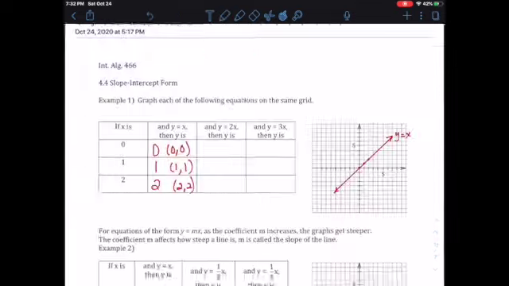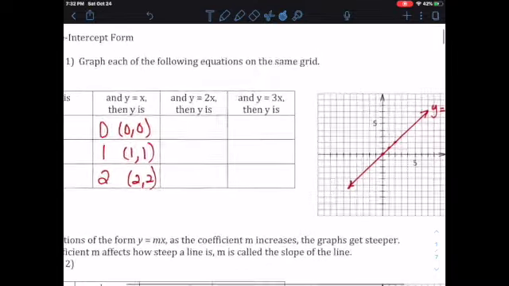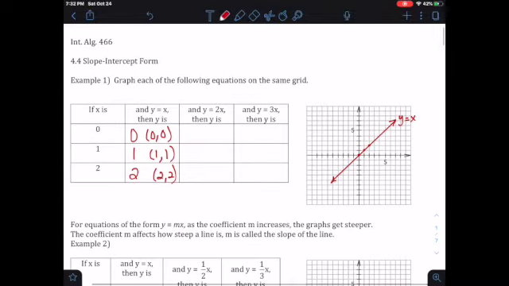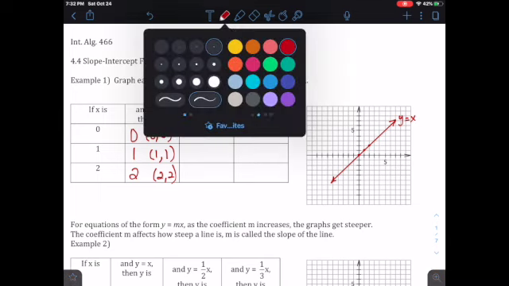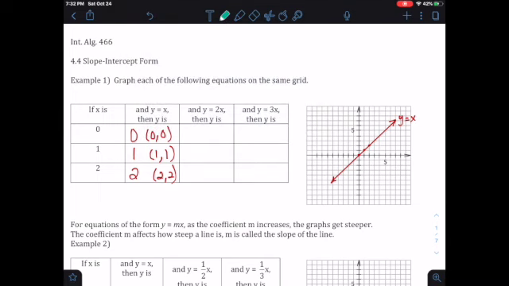Okay, then what we're going to do is the second one, and I'm going to change the color so you guys can see. Eventually, we're going to come to a conclusion of something. So if I put in 0 for x, that's still 0. If I put in 1, that's going to be 2. If I put in 2 for the equation right here, that is going to be 4. And my ordered pairs will be 0, 0, 1, 2, and 2, 4.